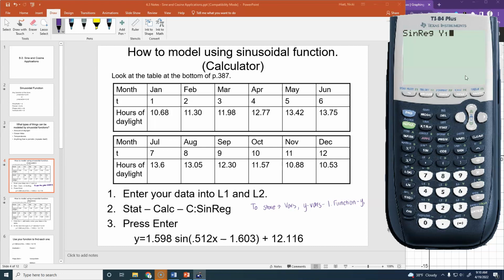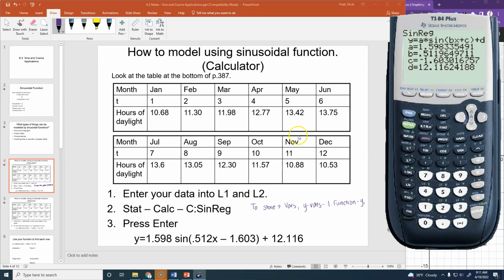And then you're just going to hit enter. Or if you have the fancy calculators, you go down to the bottom where it says calculate and hit enter. Hopefully it's going to give me what I'm supposed to have here. It looks like I've got what it gave me last time, so that's good. So has everybody got their sine regression working? Good. All right, so this is how you do it on the calculator.